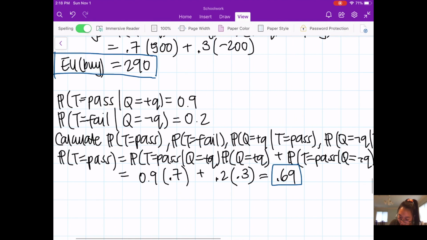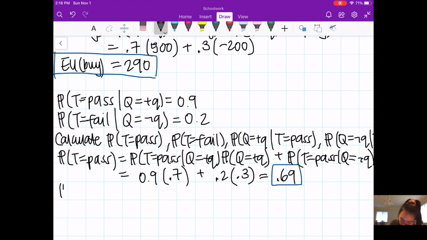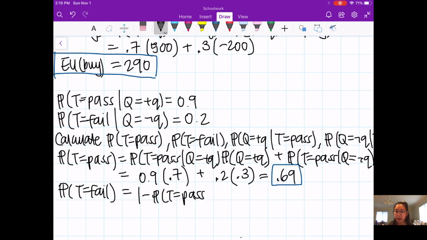Cool. And now we want the probability of the test failing. Test equals fail. For the test, there's only two choices. You can only either pass or fail it. So here we can directly solve it just by doing 1 minus the probability of T equals pass, because we know that the resulting sum of the probabilities has to be equal to 1. So then this will just be equal to 0.31. Cool. So this is the second answer.